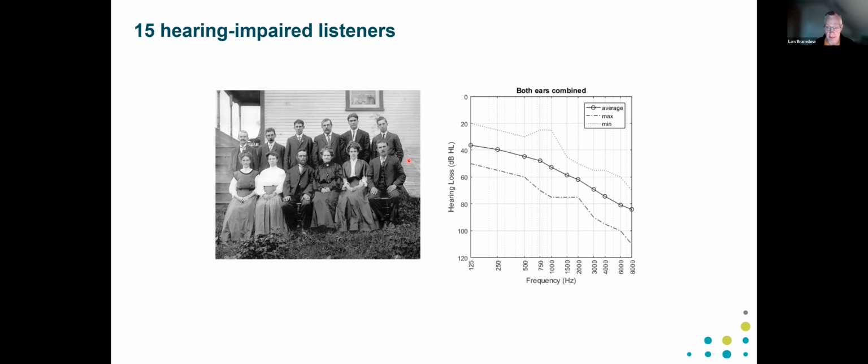Yes, and we ran the test on 15 hearing impaired listeners with an audiogram looking like what you see to the right. The picture to the left is just somebody that is not harmed by GDPR. So that's why I used that.